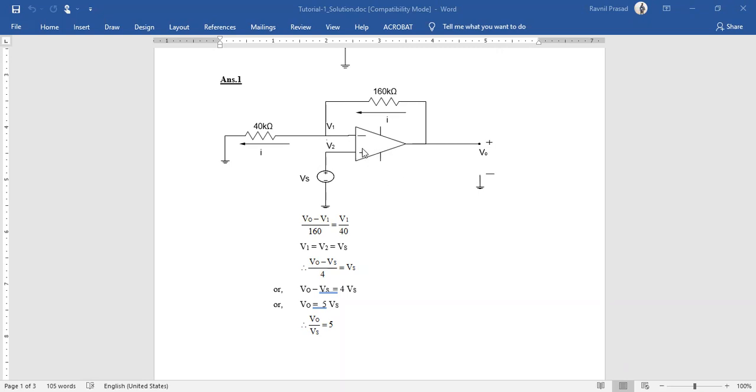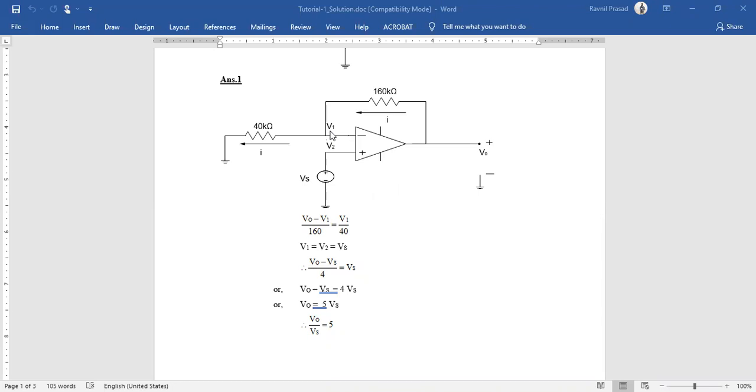In order for the op-amp not to contribute to the gain, V1 has to be equal to V2. So the resultant going into this op-amp should be 0 volts, isn't it? If the resultant is 0, the output of the op-amp will be nothing, right?